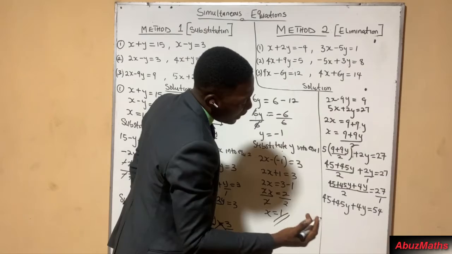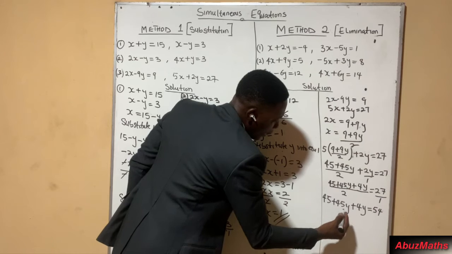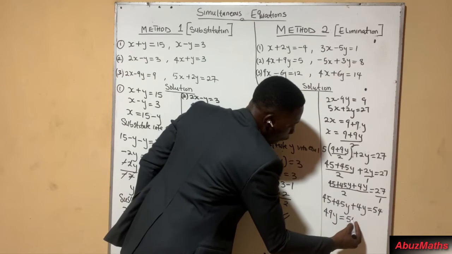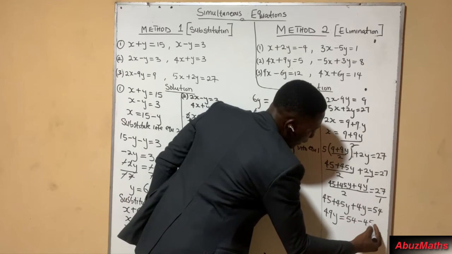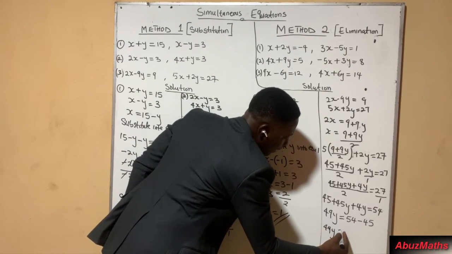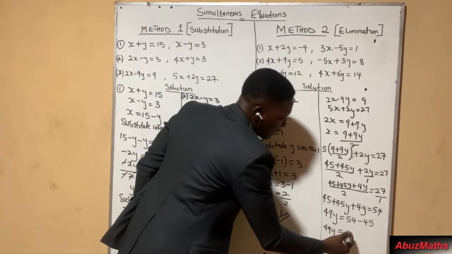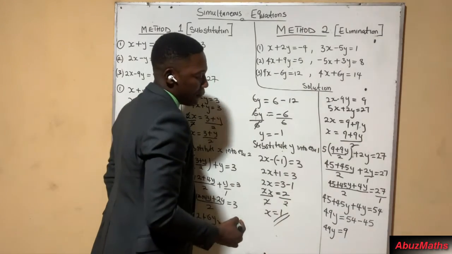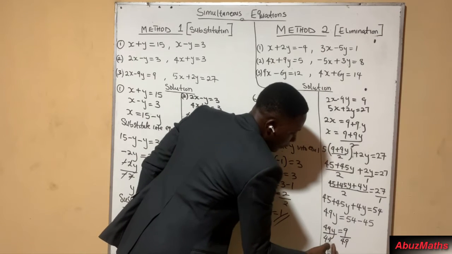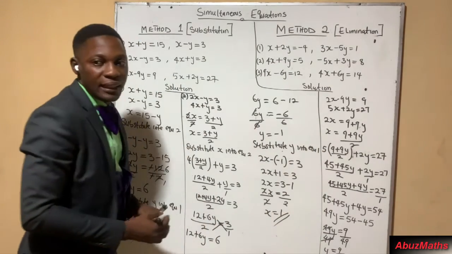Now, let's collect like terms here. So I have 45y plus 4y will give me 49y. So I have 49y is equal to 54 minus 45. Now, what do I have there? So 49y will be equal to 54 minus 45. 14 minus 5 is 9. So that is 9. So if I divide both sides by 49, my y will be equal to 9 over 49.